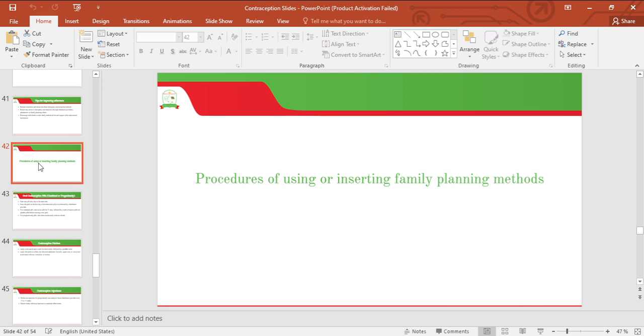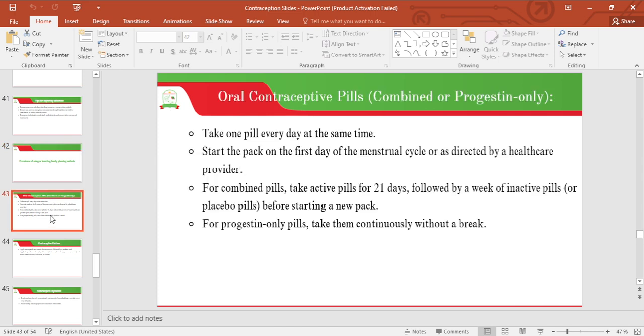Let's look at procedures of using or inserting family planning methods. Oral contraceptive pills, combined or progestin only. If an individual is going to use oral contraceptive pills, they could be combined or progestin only. It means that the individual is advised to take one pill every day at the same time.